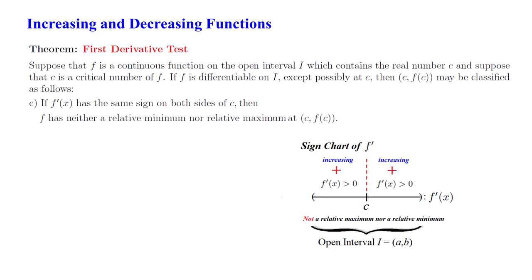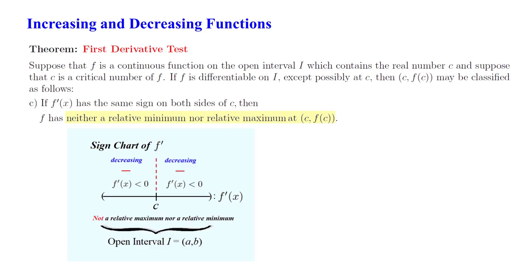Technically we would say the ordered pair c, f of c. That's what's happening in this graph. Increasing up to the critical point on the left, and then the function continues to increase on the right hand side. Therefore we have neither a min nor a max. And of course if the function is decreasing on both sides, decreasing on the left and then continues to decrease on the other side, you would not have a min or a max either.